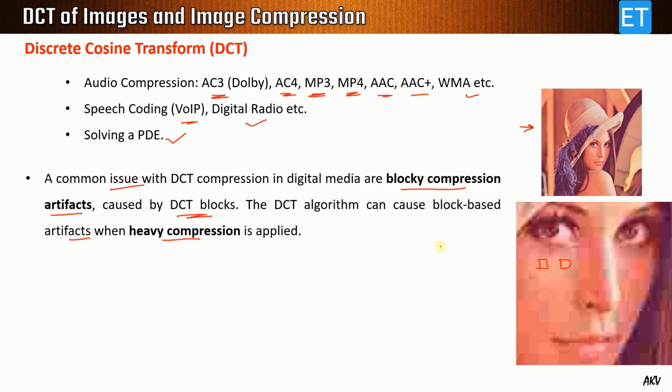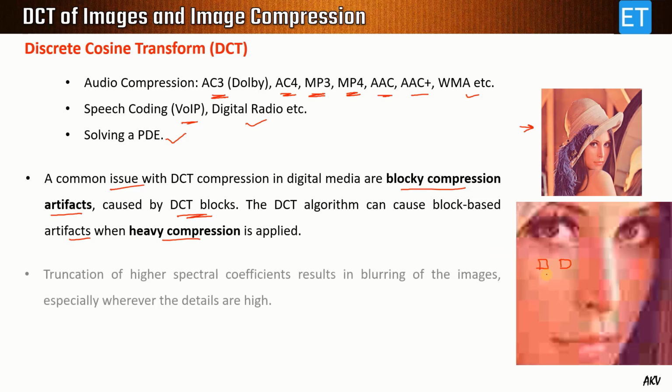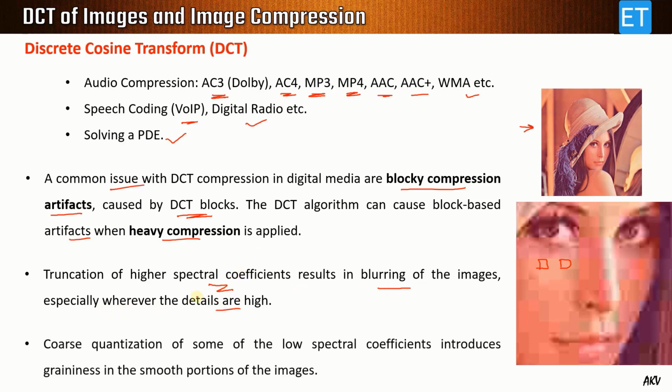In JPEG, these are small 8 by 8 pixel blocks. Also, if you truncate the higher spectral coefficients in DCT, they result in the blurring of images, especially where the details are high. And if there is a quantization of the low spectral coefficients, it introduces graininess in the smooth portions of the images.